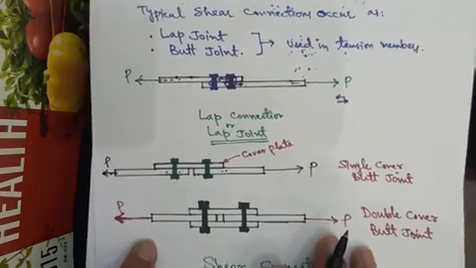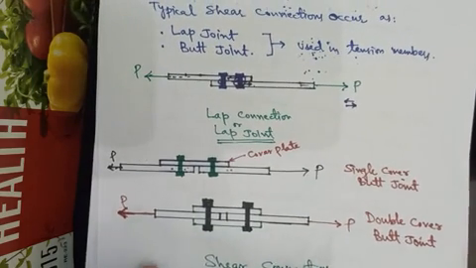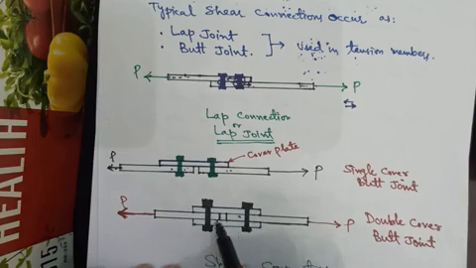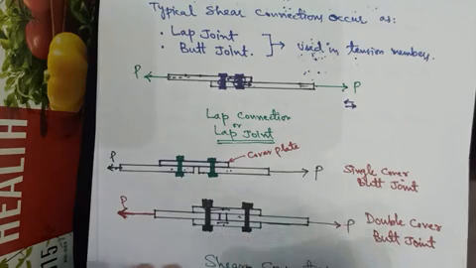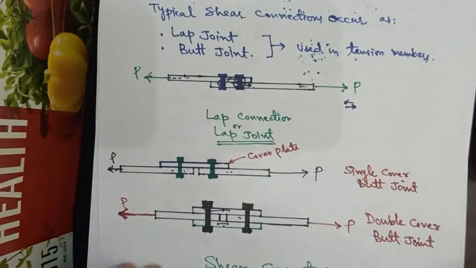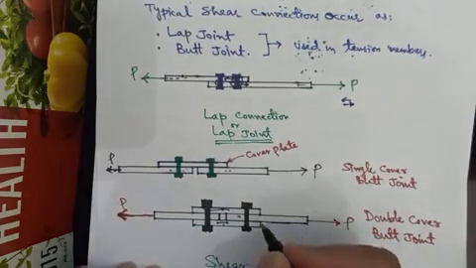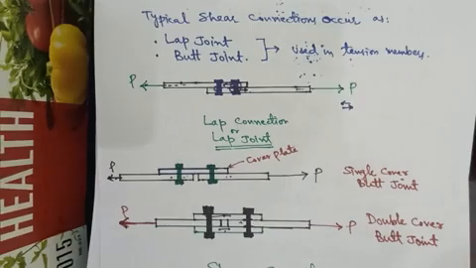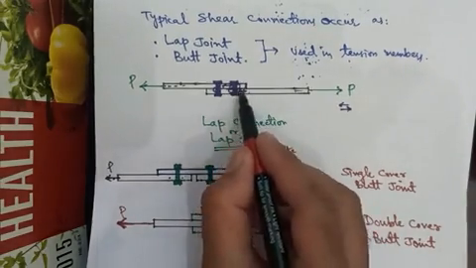Similarly, this is a double cover butt joint, that is, the two members are facing each other and these have been connected by two plates, one on top and another on bottom, and then we have placed the bolts and we call it a double cover butt joint. So the bolt in this joint is subjected to shear at two locations, that is, we have shear developed at this plane and shear developed at this plane, so we call it double shear, and in this case we call it single shear.